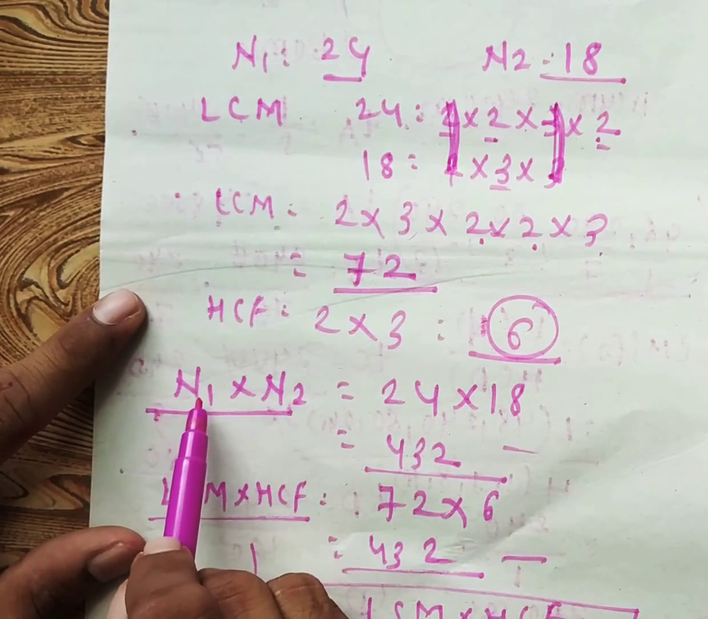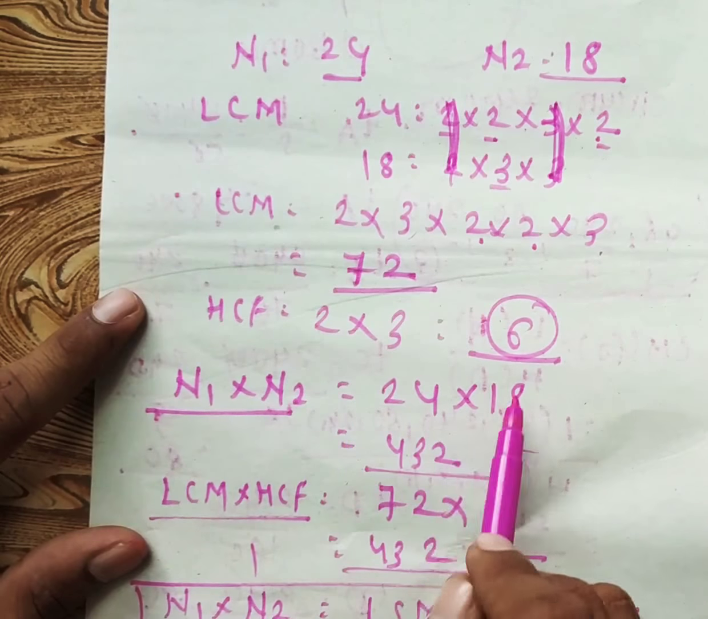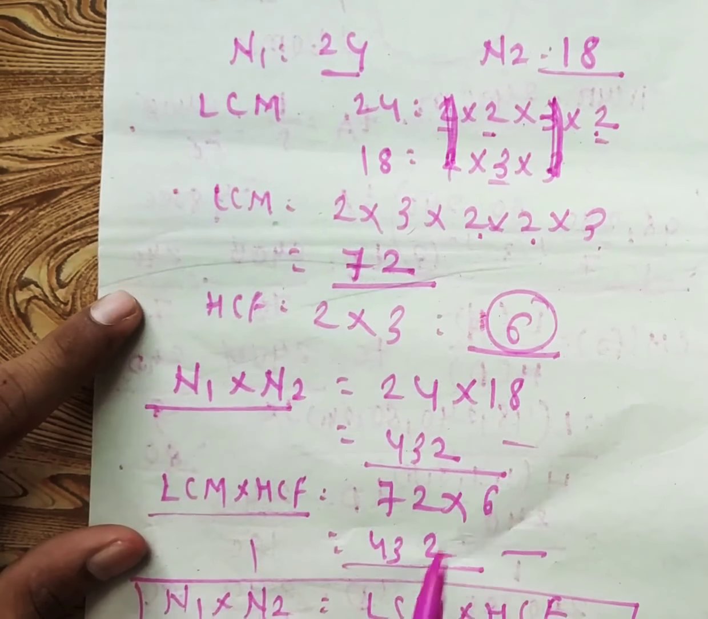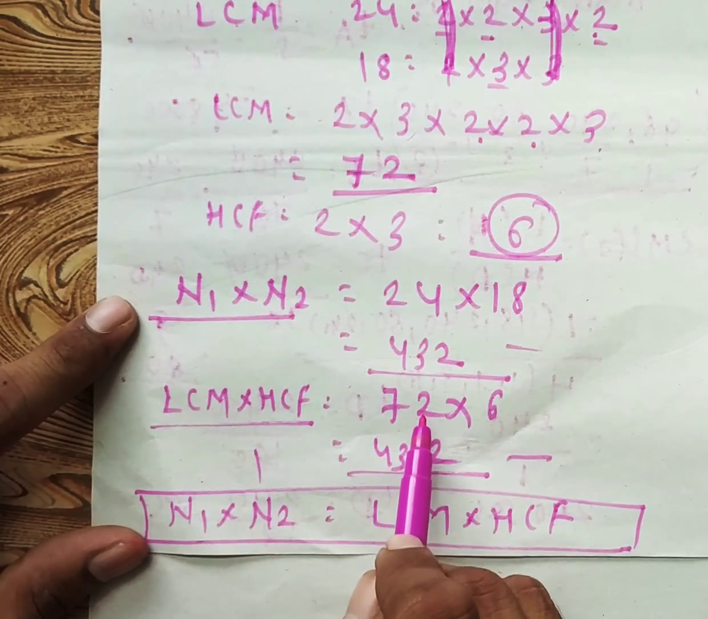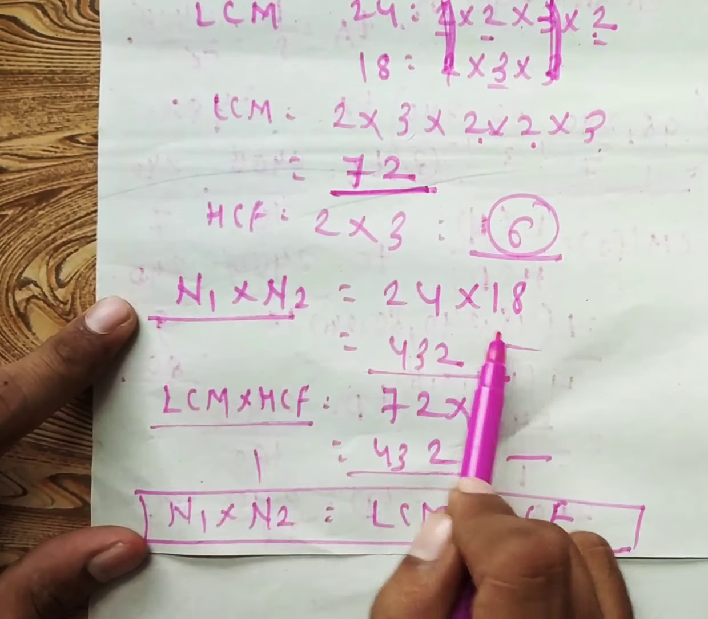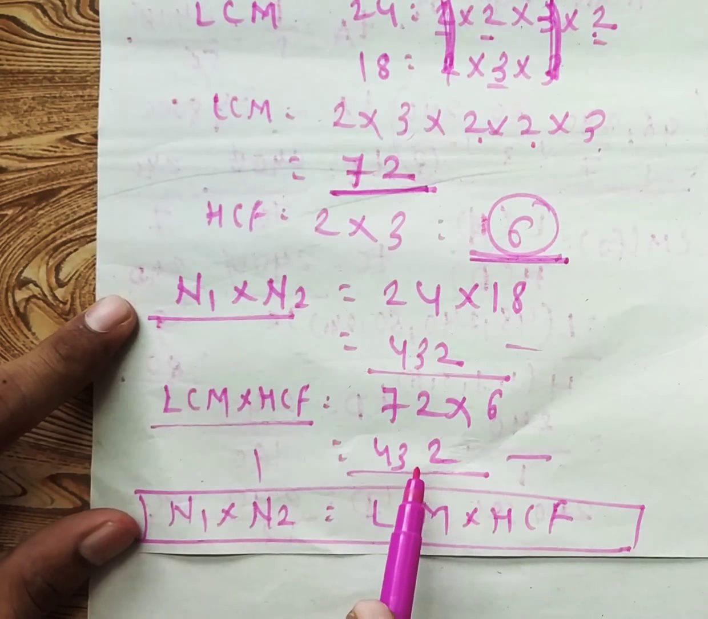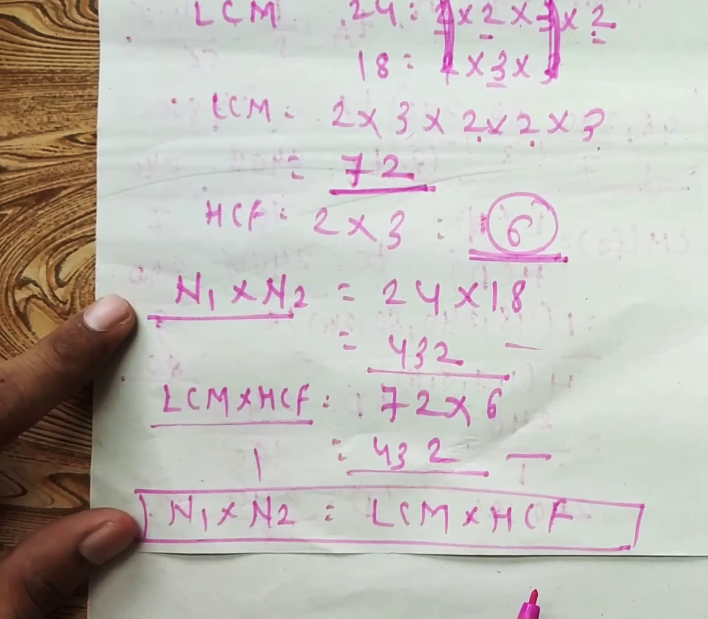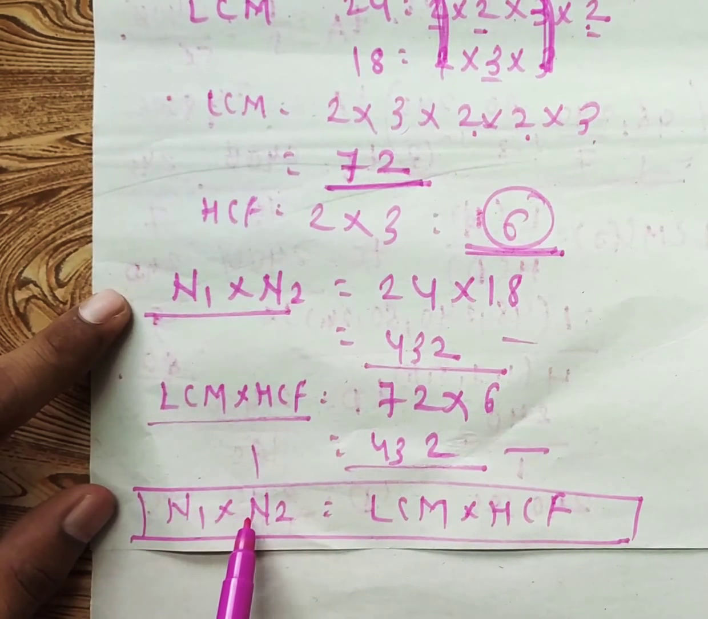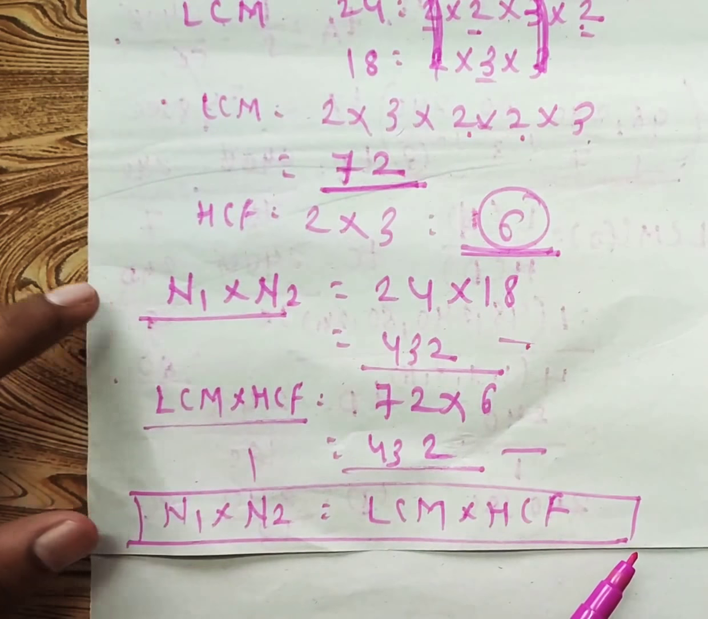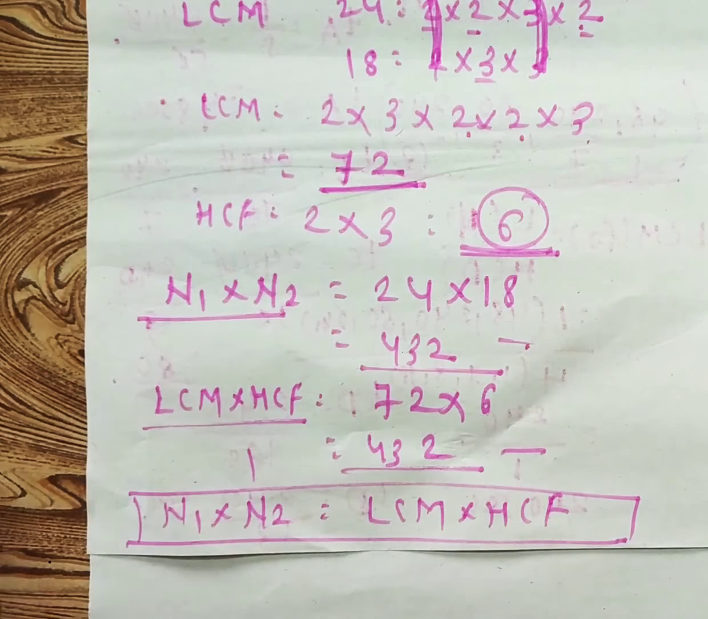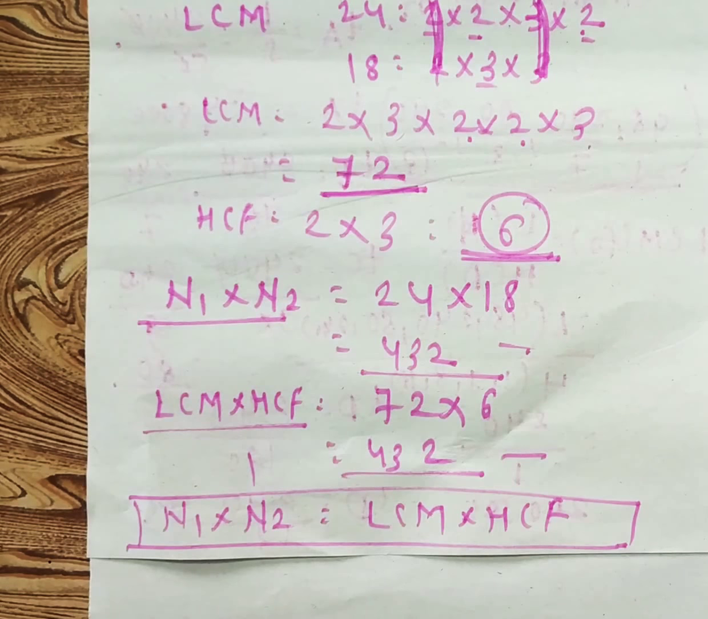We multiplied both numbers: n1 into n2 is 24 into 18, which is 432. Then the multiplication of LCM and HCF is 72 into 6, and again we got 432, which is the same as the multiplication of the two numbers. So we can conclude that n1 into n2 is equal to LCM into HCF. This is very important, because a lot of examples are based on it. Please note it down on paper: n1 into n2 is equal to LCM into HCF.